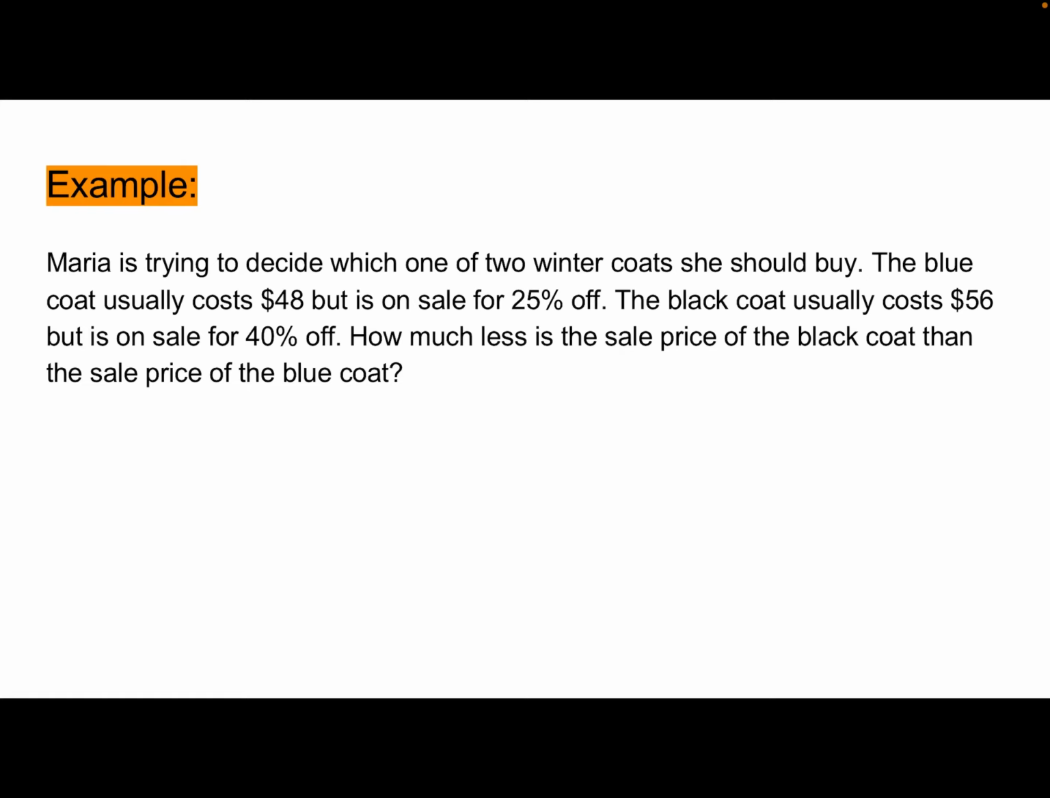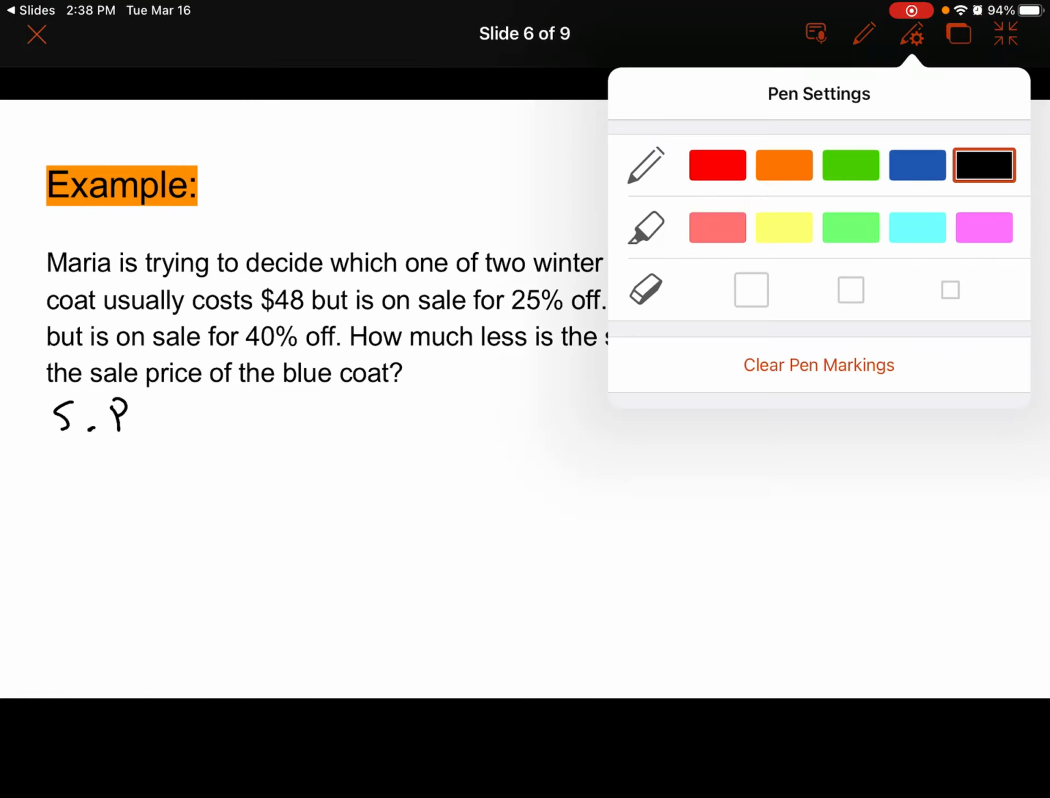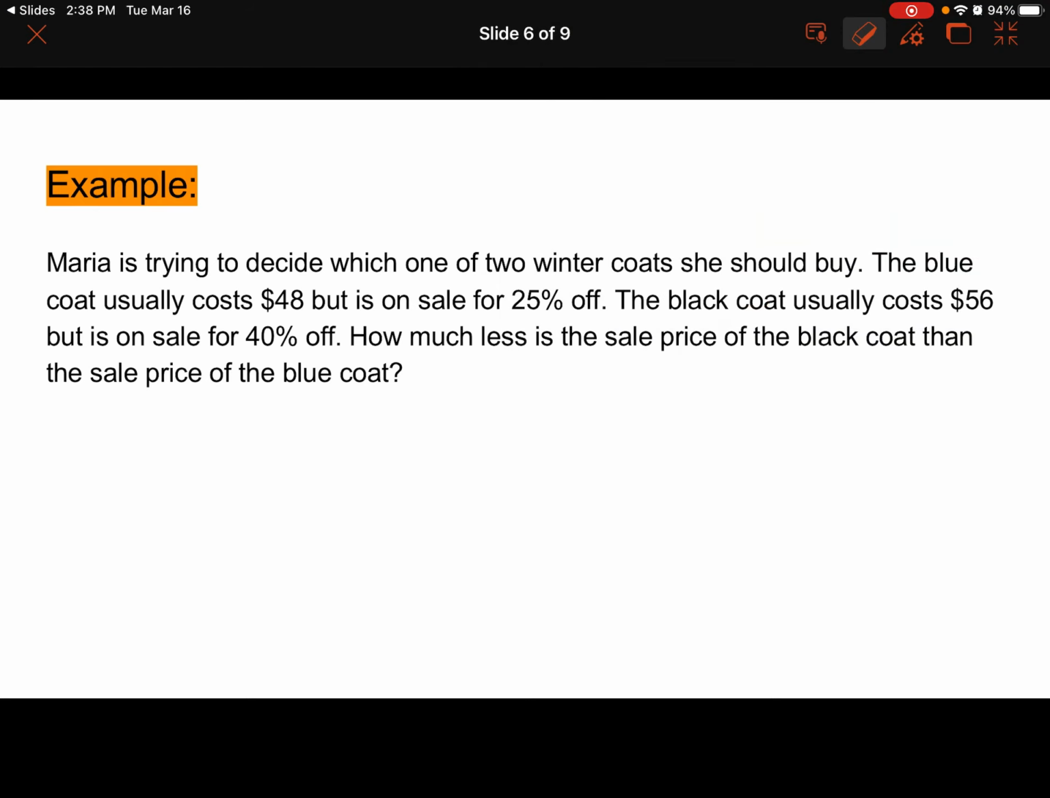All right, so two things we want to do here. We want to find our sales price. I'll do this in color coordinating here. I'll do sales price of blue, and we're going to have sales price of black. All right, so to find the sales price of blue, it is 25% off, and it usually costs $48.